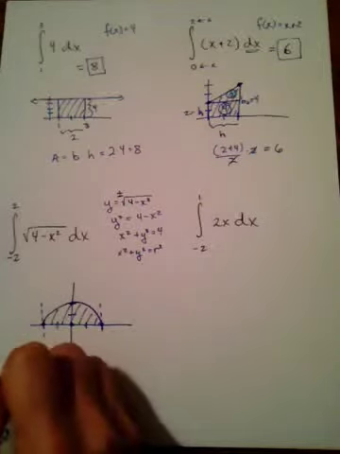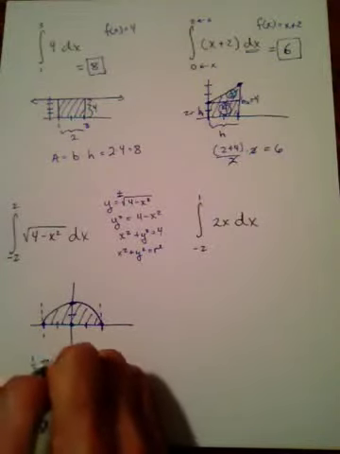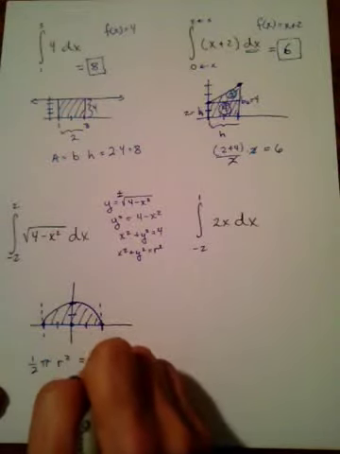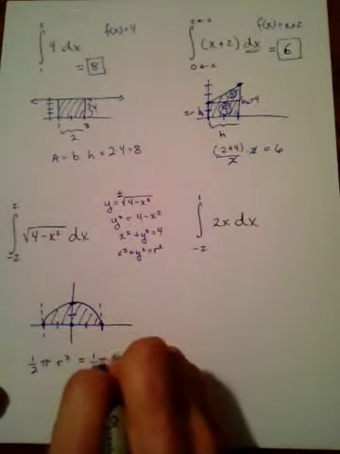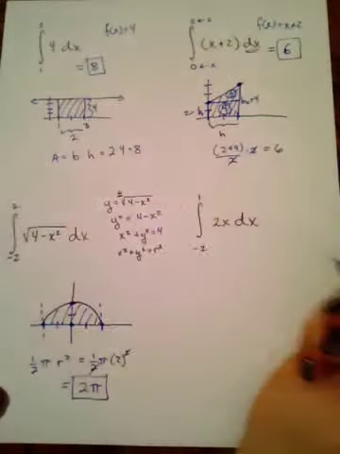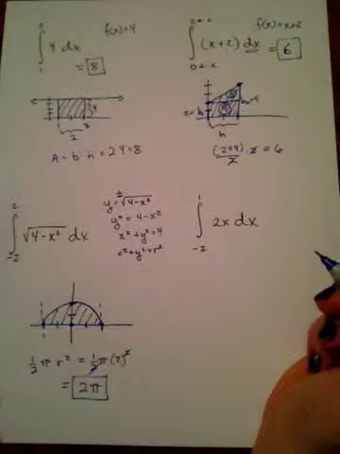To find that, I know the area of a semicircle is 1/2 pi r squared. My radius is 2, so this will equal 1/2 pi times 2 squared. One of my 2's cancels out, and this equals 2 pi. So this integral expression is 2 pi.